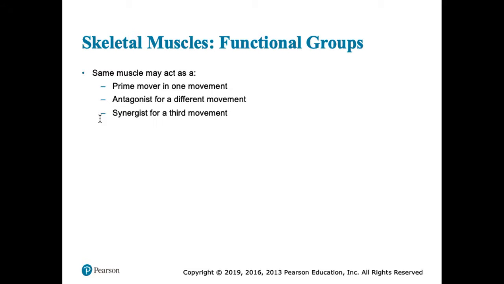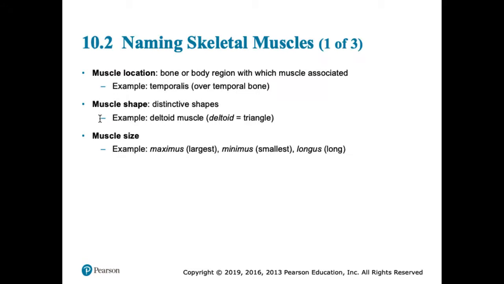The same muscle may act as a prime mover in one movement, an antagonist for a different movement, and a synergist for a third movement. So those are interchangeable. This whole chapter is about memorization and naming muscles, and there are different ways muscles are named. Location, where their region is; shape, such as deltoid meaning triangle; and muscle size, whether something is large, such as maximus, or small, such as minimus.